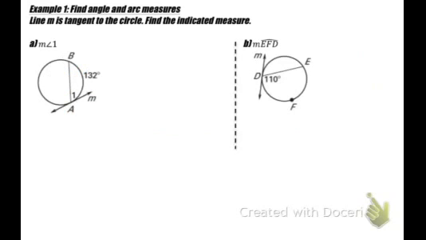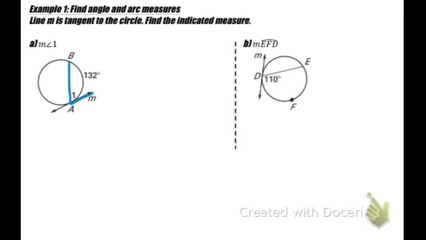So then taking that property, example 1, we have to find the angle measurements and the arc measures. Line M is tangent to the circle. We have to find the indicated measure. In example 1A, here's our tangent line, and we have chord BA that intersects with tangent line M at the point of tangency A, which forms angle 1. Angle 1, that measurement, is half the measurement of its intercepted arc.